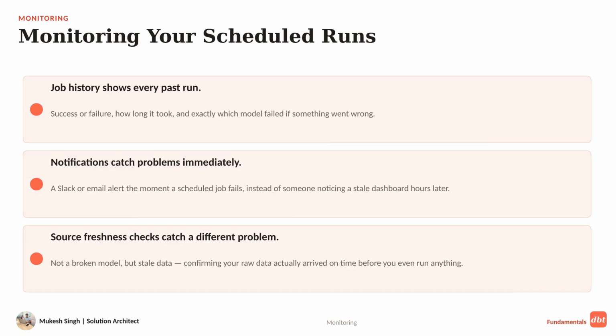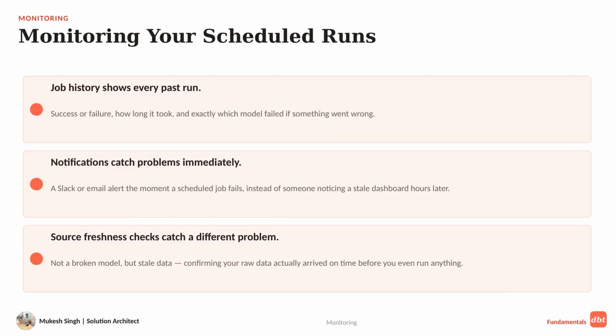Once your pipeline is running on a schedule, monitoring is what tells you it's actually working. Job history shows every past run, success or failure, how long it took, and exactly which model failed if something went wrong. Notifications catch problems immediately. A Slack or email alert the moment a scheduled job fails, rather than someone noticing a stale dashboard hours later.